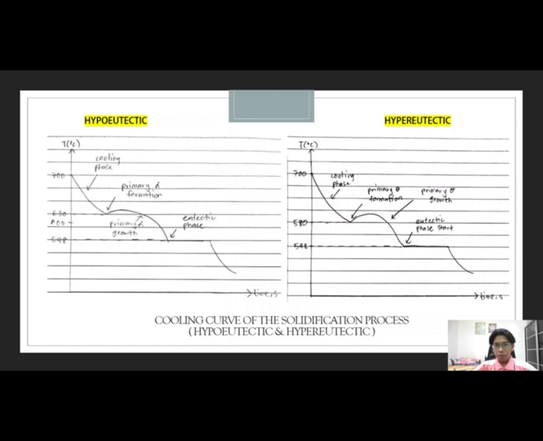At the graph you can see the temperature slightly increased at the primary theta formation when it started, and then between 580 and 548 degrees Celsius, there is the primary theta growth in this region. After that, it is the same as hypoeutectic. The eutectic phase starts at 548 degrees Celsius, and the temperature remains the same at 548 degrees Celsius until the solidification process ends.